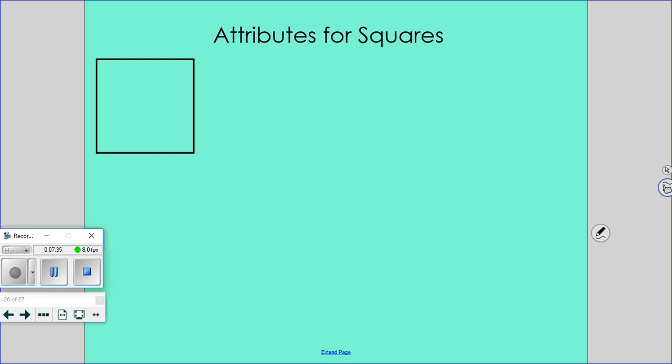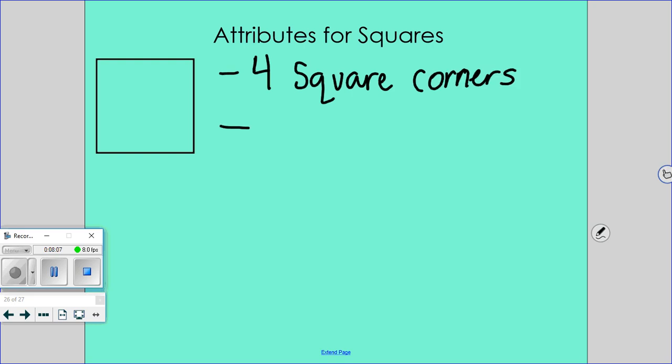What are some rules of a square? And think about the attributes that we've labeled so far. Lainey, what's probably going to be an attribute for a square? It does have to have... Squares have to have 4 square corners. They have to have 4 sides.